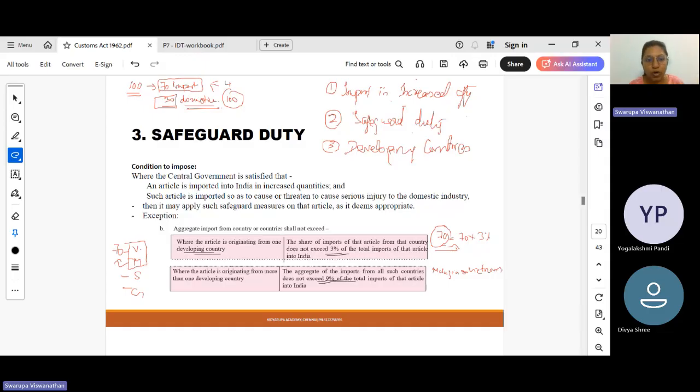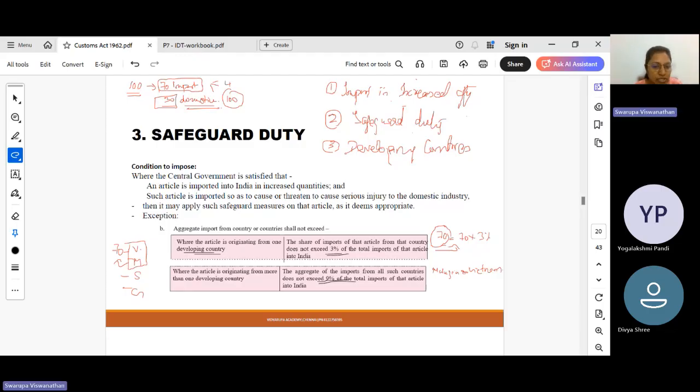Okay, if it is a mobile phone, what is the total quantity that is being imported from that country? It should not exceed 3% of the total articles. So assuming totally India is importing 10,000 mobile phones, and we are importing from a developing country, maybe Vietnam, a mobile phone of a certain brand from Vietnam and certain other countries also. So out of this 10,000, a maximum of 3% can be the import from Vietnam. It should not exceed more than 3% in case of import from a developing country.